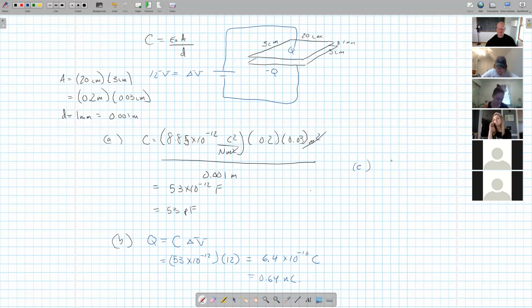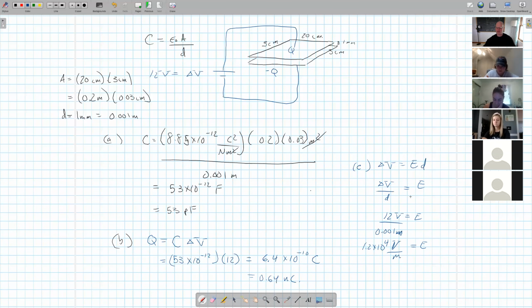Part C then says, what is the electric field? Well, again, we know the potential is the electric field times the distance between the plates, which means that the potential divided by the distance between the plates is equal to the electric field. So my electric field is going to be equal to 12 volts divided by my distance, which is 0.001 meters. This tells me that the electric field is 1.2 times 10 to the 4th volts per meter.